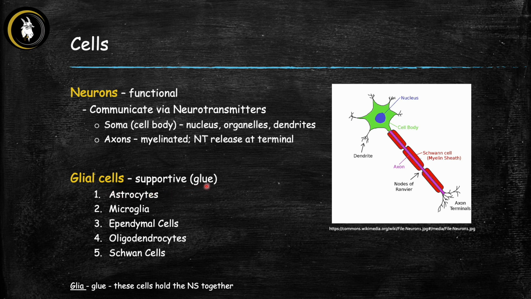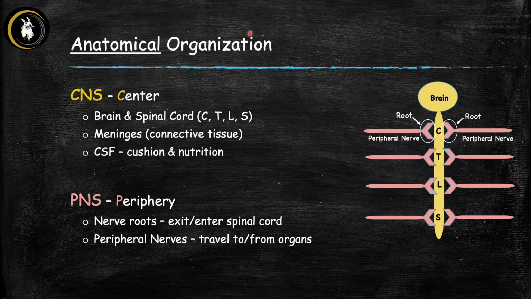Glia literally means glue. So these cells are the supportive glue. They help support the neurons. There are 5 main types. There are astrocytes, microglia, ependymal cells, oligodendrocytes, and Schwann cells. And I talk about the neurons in more detail as well as the different functions of each of these glial cells in my separate video on the cells of the nervous system, and I'll pin that in the comments.